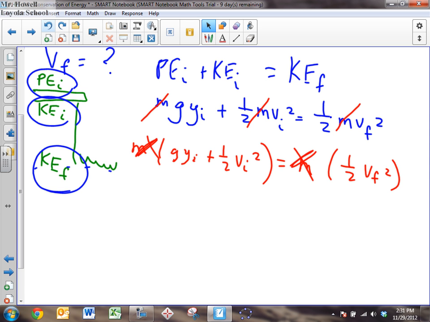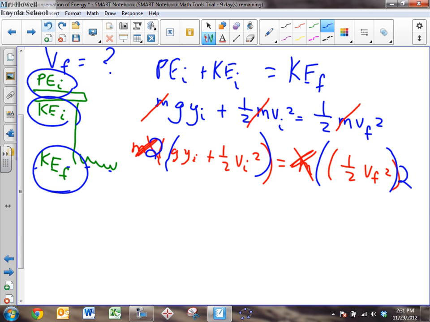What are we trying to find in this problem? The vf over here, right? So how do I get rid of this 1/2? Multiply by 2. So multiply this whole side by 2, and multiply this whole side by 2. On the left side, I'm going to distribute the 2. I'm going to get 2gyi plus, and now the 2 times the 1/2 just becomes nothing, or 1. That's what we're going to get.